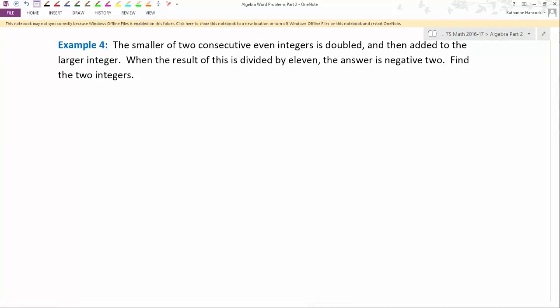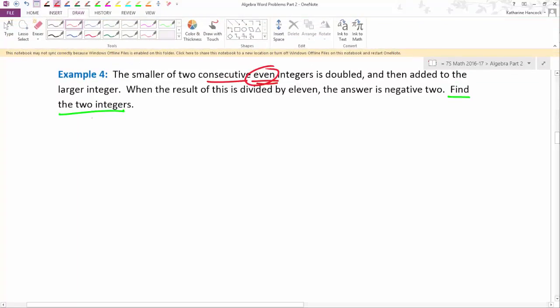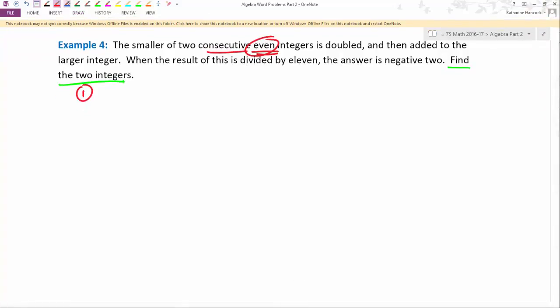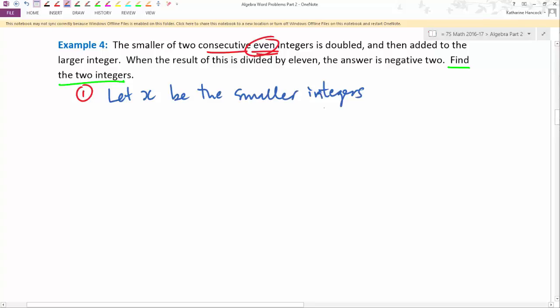Example 4. The smaller of 2 consecutive even integers, I'm going to underline that right now because I know that's going to be important. Even integers is doubled and then added to the larger. When the result of this is divided by 11, then blah, blah. Okay, we are going to be finding the 2 integers. So step 1. Let x be the smaller integer. And that's just a number that's not a decimal.